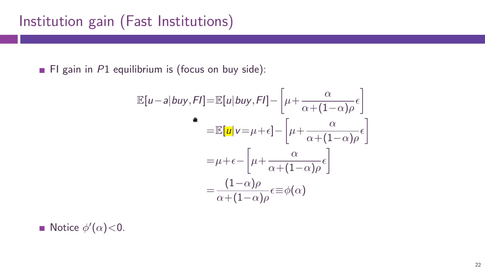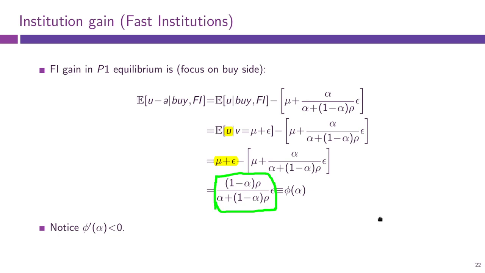So in P1, fast institutions trade when they have good news, and this does not depend on their private valuation Y. Meaning that expected value of U conditional on their decision to buy is mu plus epsilon. They know that V is high, that it is mu plus epsilon. They do not know whether they get plus or minus delta. On average, they get plus delta half the time, minus delta half the time in private valuation. So this conditional expectation reduces to mu plus epsilon. And if you simplify it further, you get that their expected profit is given by this expression.